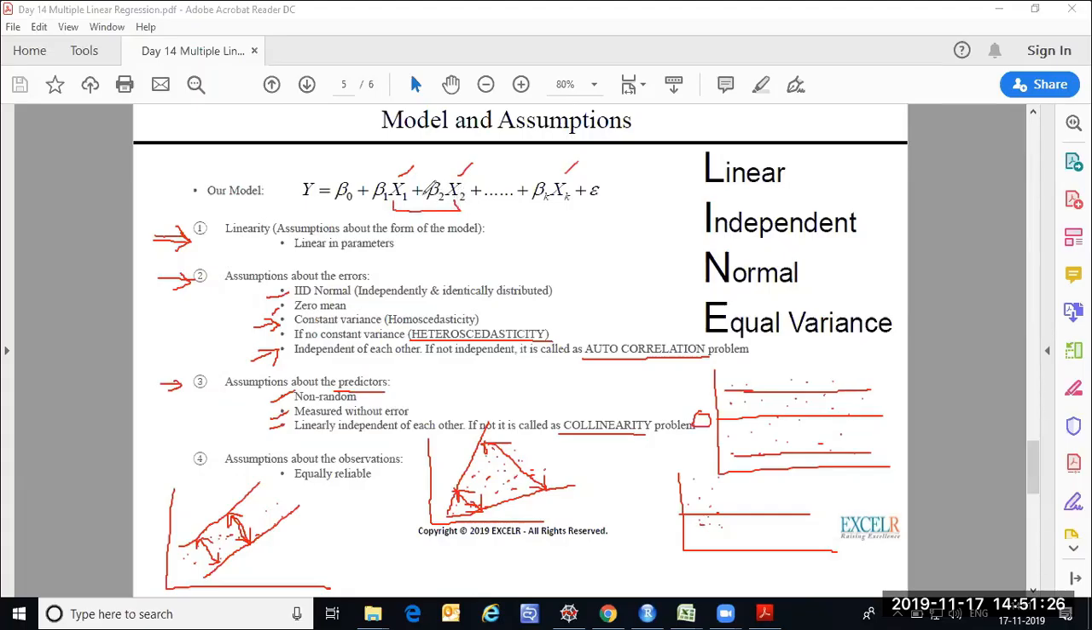If x1 and x2, the two input variables, are getting into a high level of correlation or high level of relationship, that's why it is called a collinearity problem. But is that not expected?